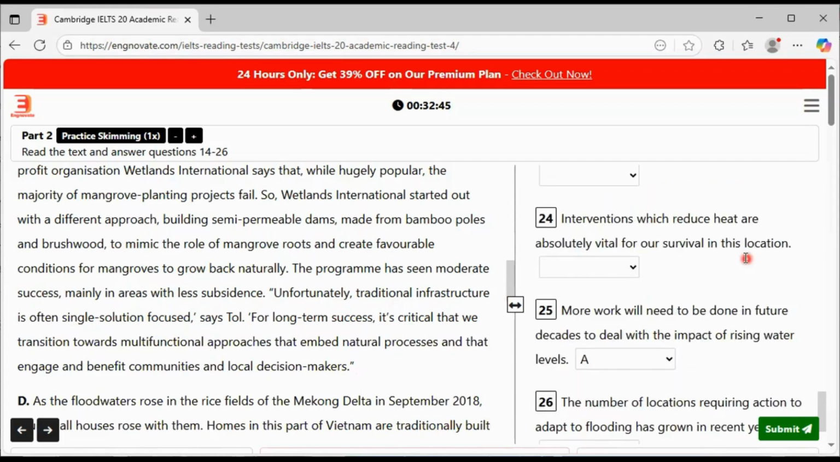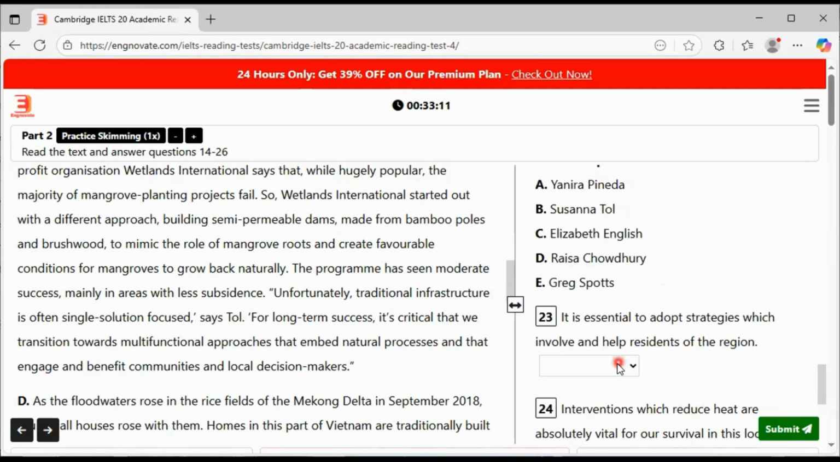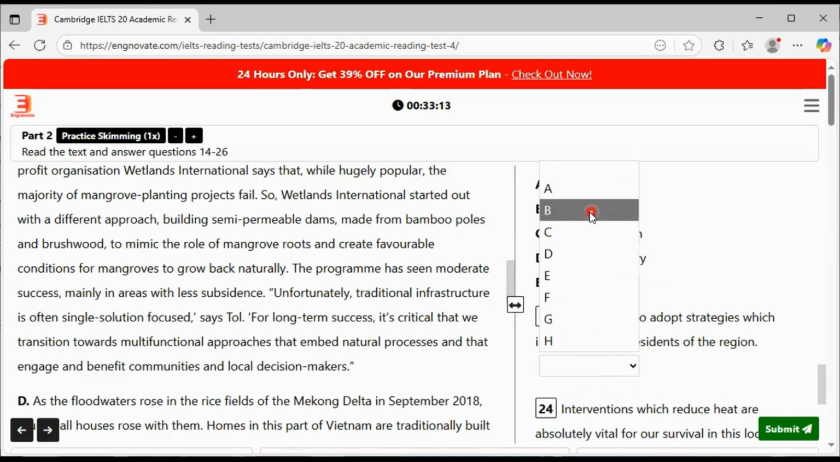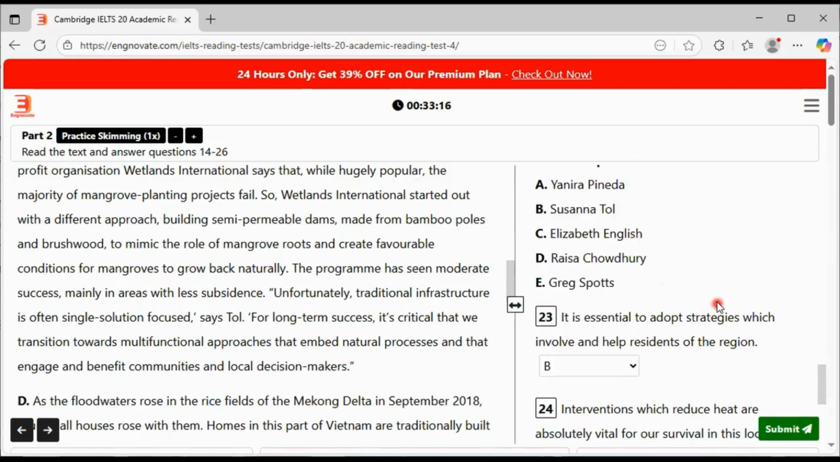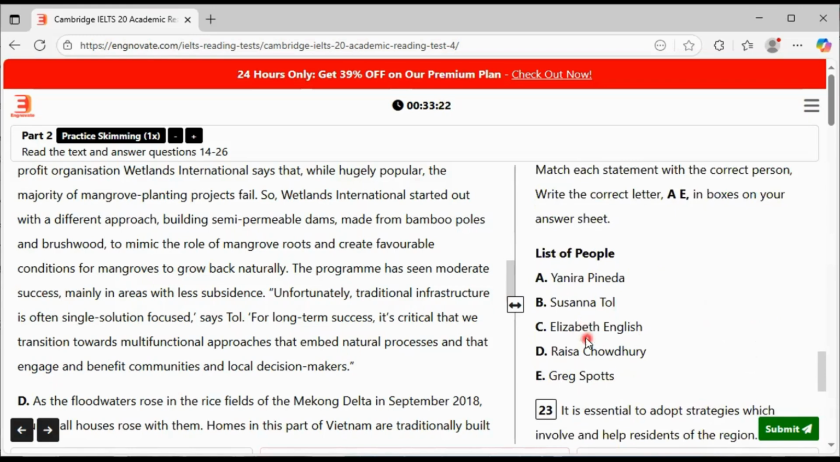Okay, that benefits, adopt strategies that involve and help residents of the region. Okay, that embed natural processes and that engage the community and benefit the community. That's what they are saying here. That's number 23, who is talking, Susanna Toll. So number 23 is matched to B, Susanna Toll. That's matching. We call this matching names or matching information.